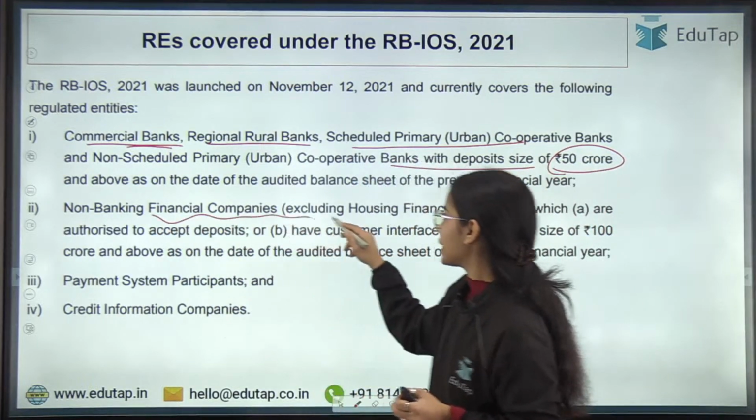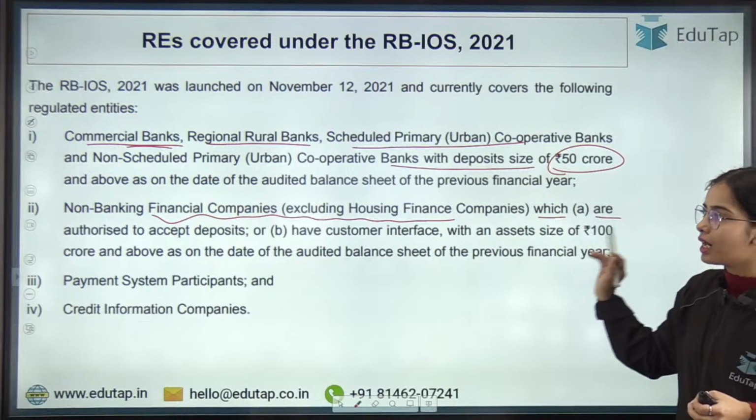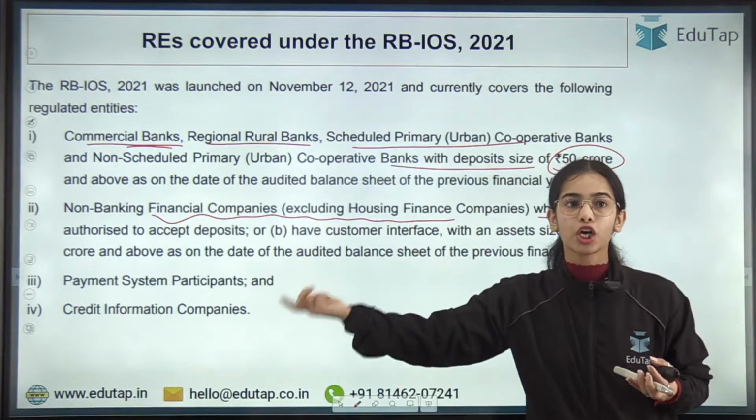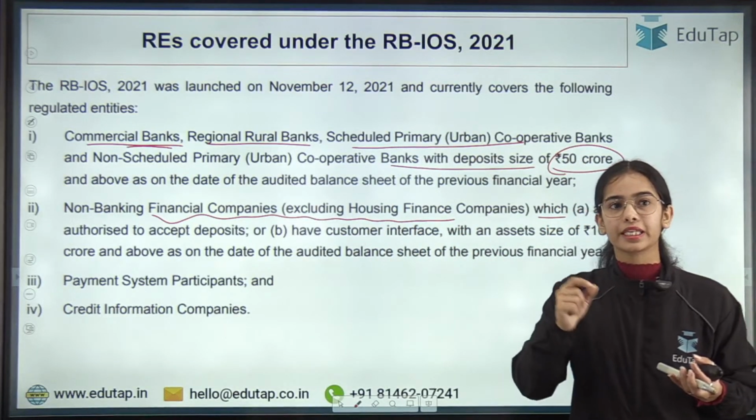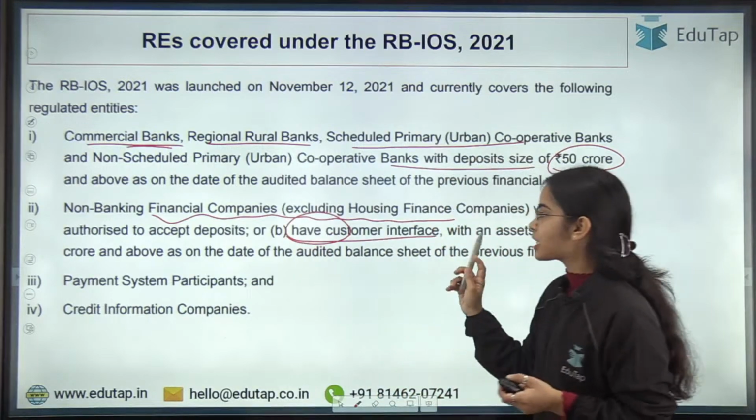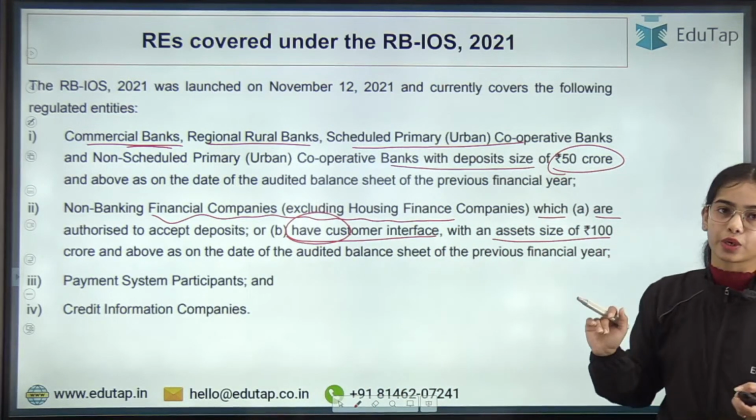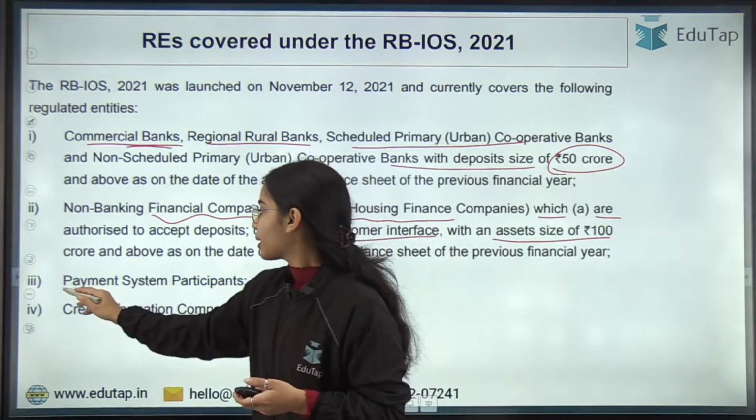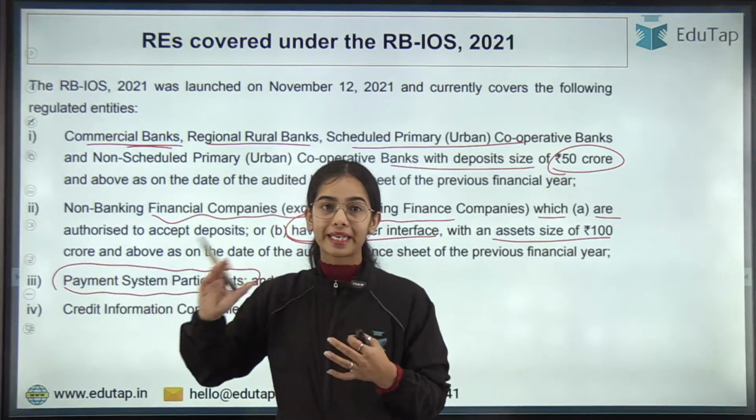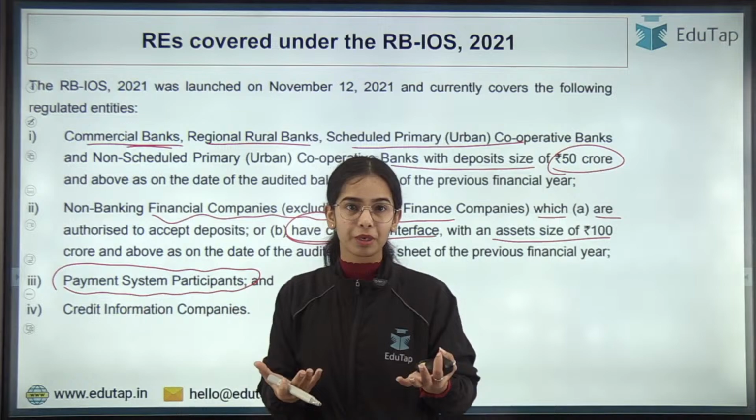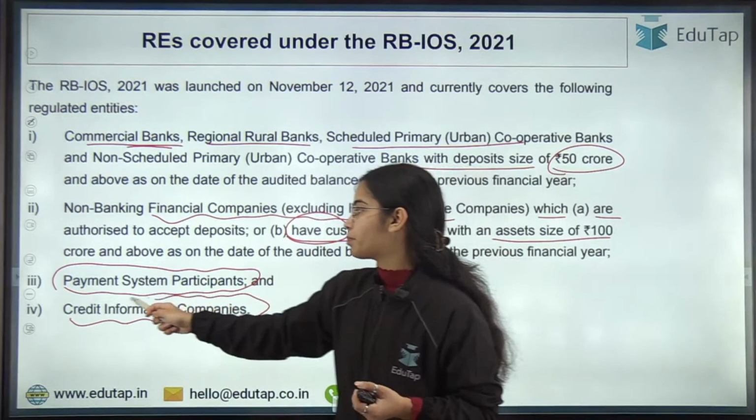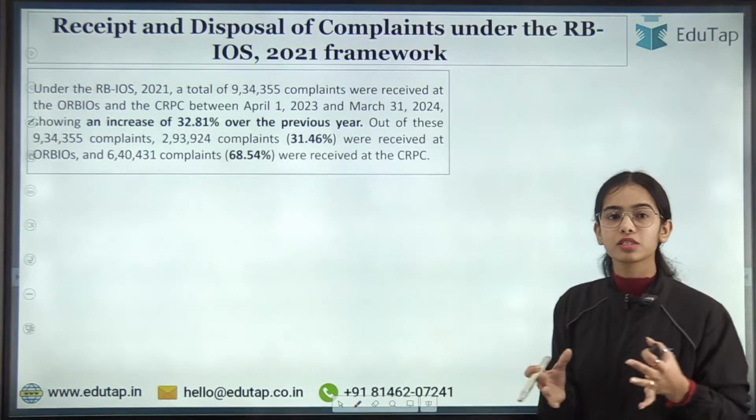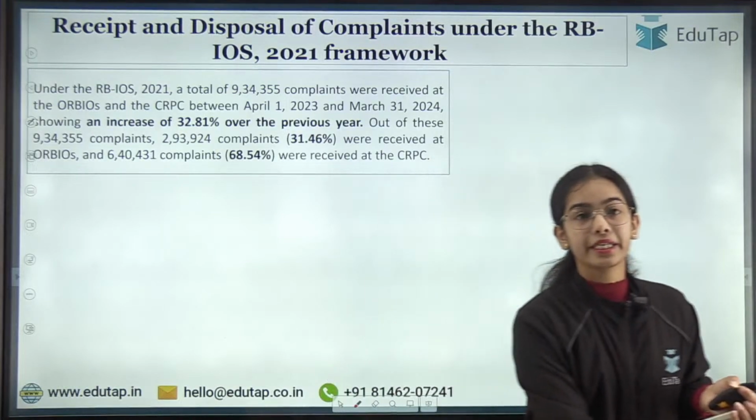The NBFCs, excluding housing finance companies, which are authorized to accept deposits. If they are accepting deposits, they are connected to the public, so they also come under the purview of the Integrated Ombudsman Scheme. Or if they have customer interface with an asset size of 100 crores and above, they also come under the purview of the scheme. Payment system participants authorized to provide the payment system, and credit information companies, also come under the purview of the Reserve Bank Integrated Ombudsman Scheme. So we have discussed a brief idea of the Integrated Ombudsman Scheme.